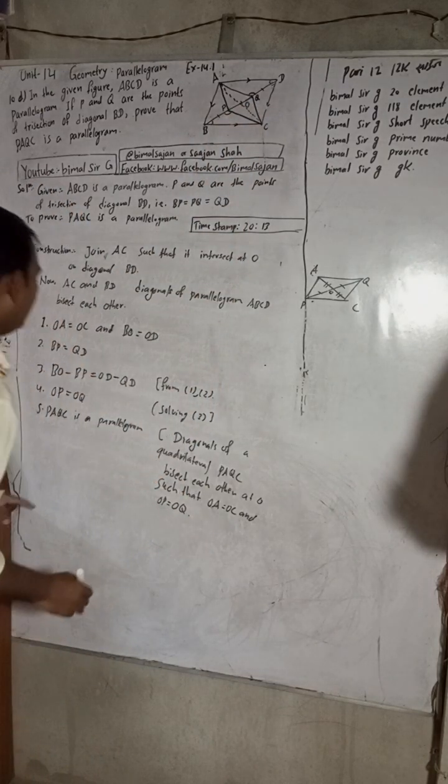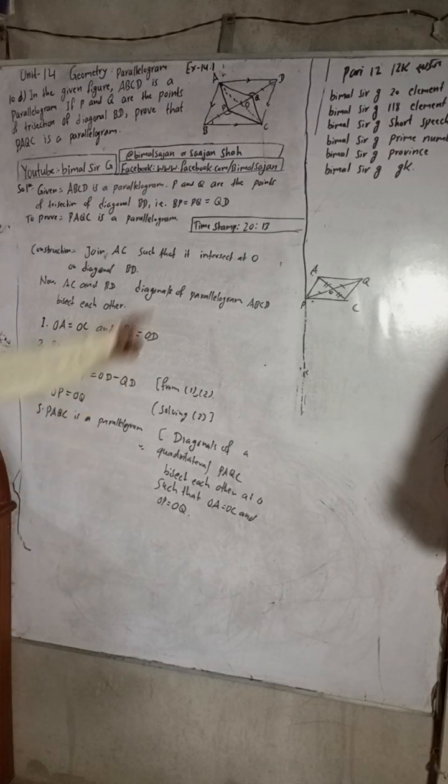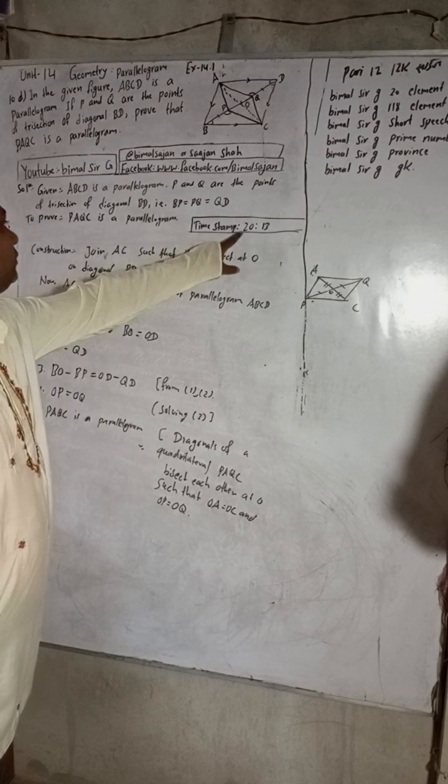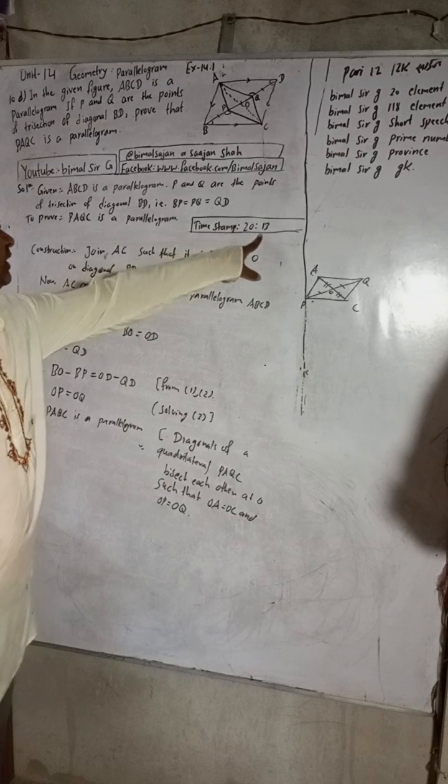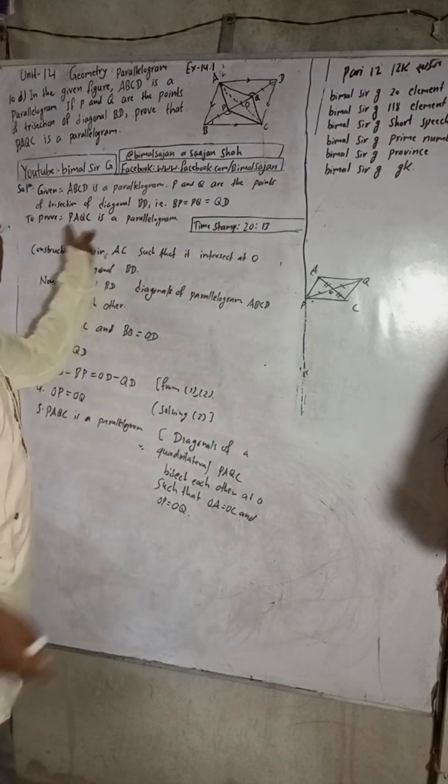So class 9 and 10 students, this is the second method, and this is the timestamp where it ends, at 20 minutes 13 seconds. When you click this, you will get this second method.